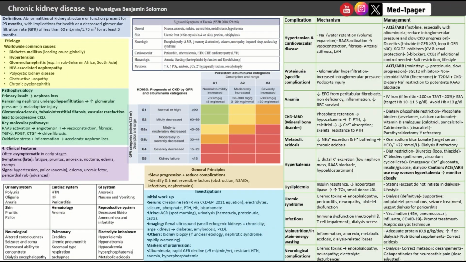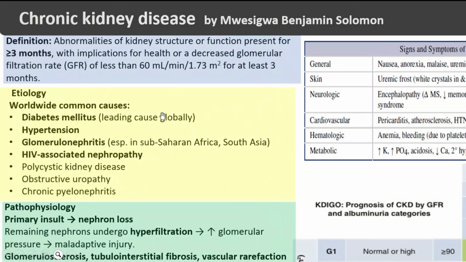This is a condition that is very common both on the wards and in your examinations. So, chronic kidney disease is defined as an abnormality of kidney structure or function present for more than 3 months with implications on health, or it is a decreased glomerular filtration rate of less than 60 mL per minute per 1.73 meters squared for at least 3 months.